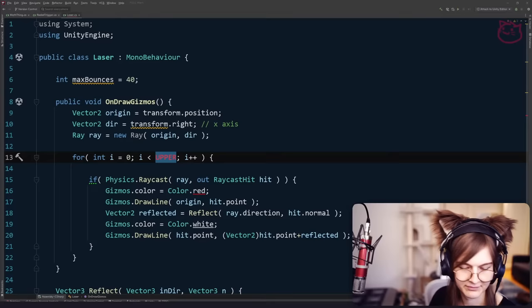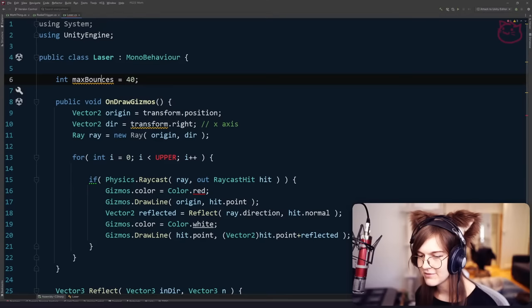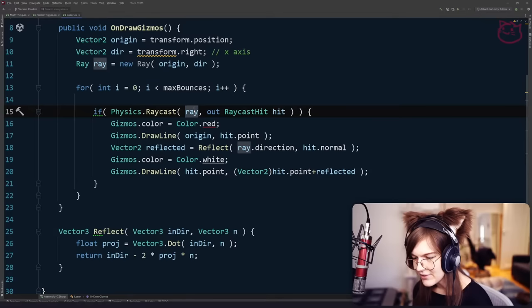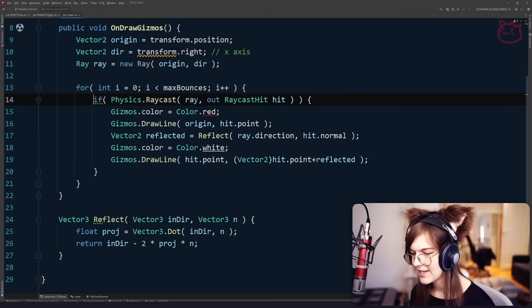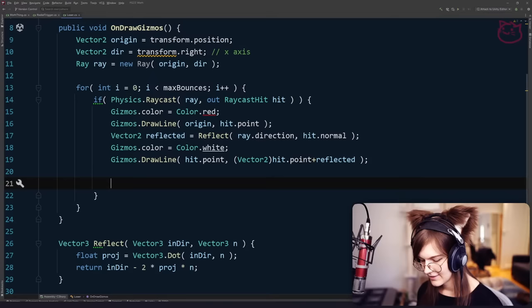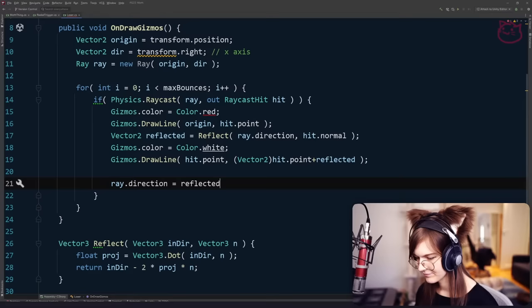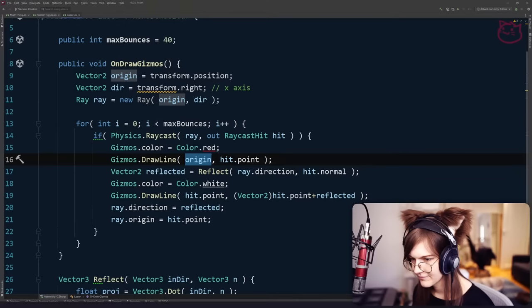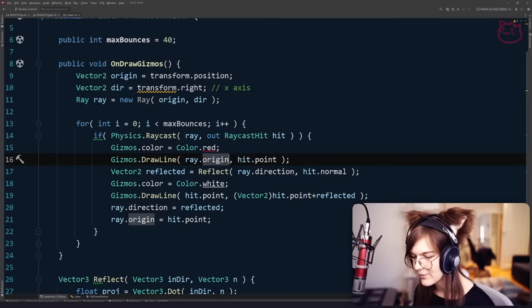All right. We don't want upper. That is a weird name for this. We're gonna use max bounces. Might wanna make this public so we can edit it. All right. And so now, for every step, we have to modify the ray because we need to raycast from a different direction after every iteration, right? So our reflected direction is going to be the new outgoing direction, right? So we're going to set ray.direction equals reflected. And then the origin is going to be the hit point, right? And so I believe, let's see, so this is using origin here, but instead we're going to use ray.origin because we're modifying ray.origin, but we're not modifying these across every iteration. And I believe that is it.